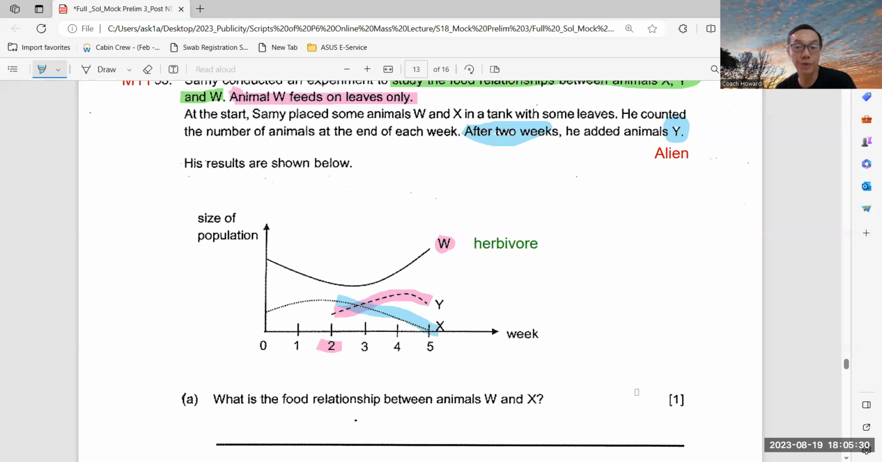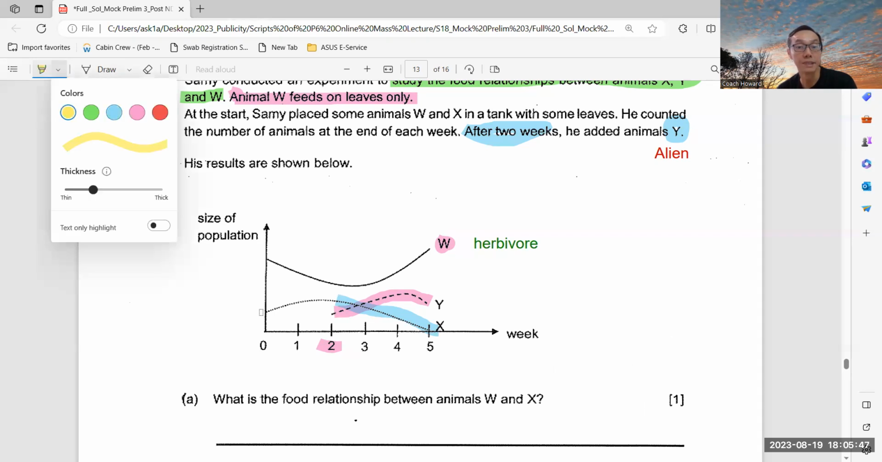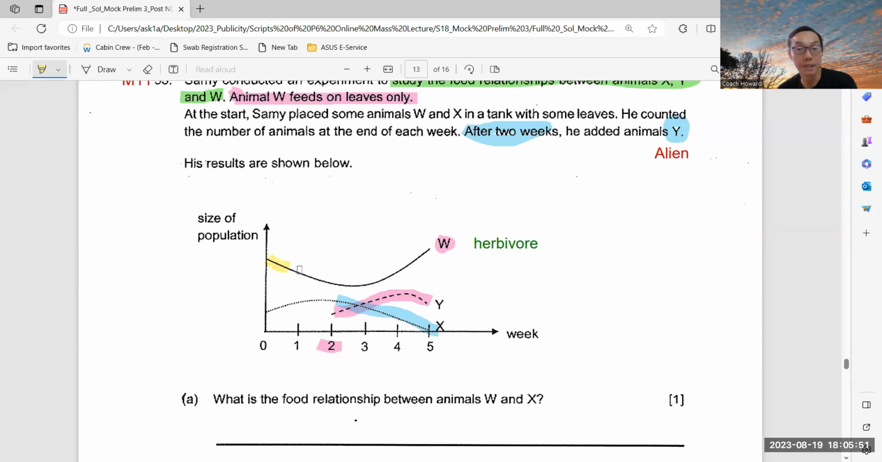So what is the food relationship between W and X? W is leaves, they told you, correct? And X eats W. Why does X eat W? Another pattern you can see from here: you see W drops because X increases. X is eating W.